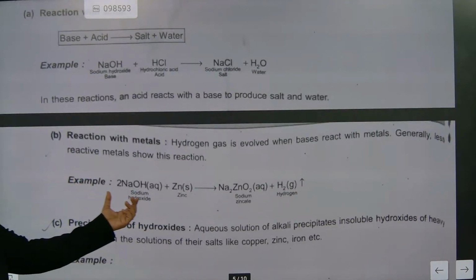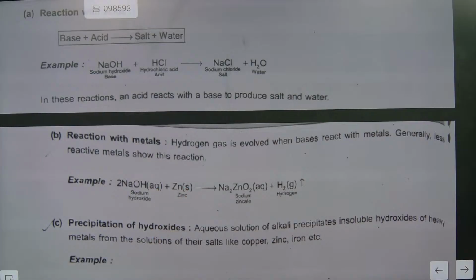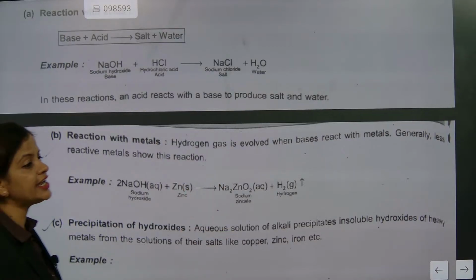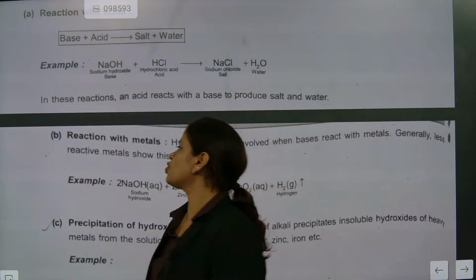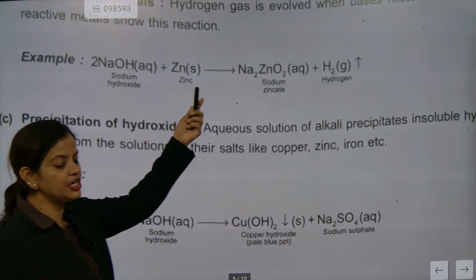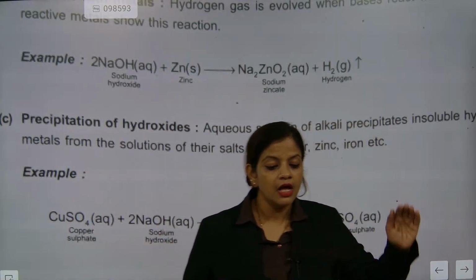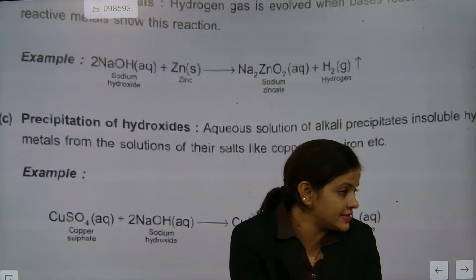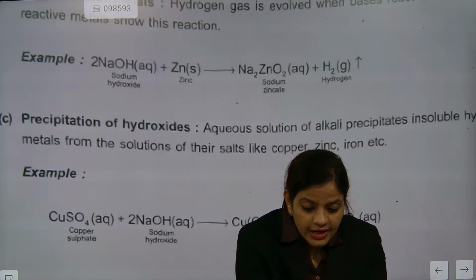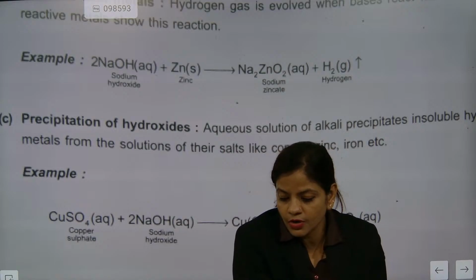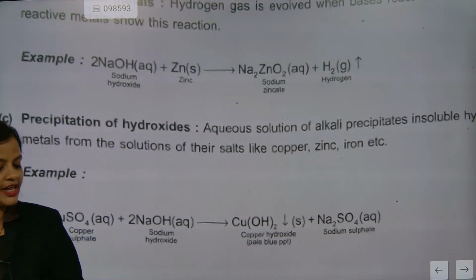Now beta, when bases react with a metal, they will undergo what type of reaction? Displacement. Now this sodium zincate is in the NCERT book. Please kindly note down. This is sodium hydroxide. The sodium zincate formation is present in the NCERT book. You remember, sodium hydroxide is basic in nature. When it reacts with zinc, what will it make? Sodium zincate and hydrogen gas will be released. Note down this. Sodium zincate and what gas will be released?